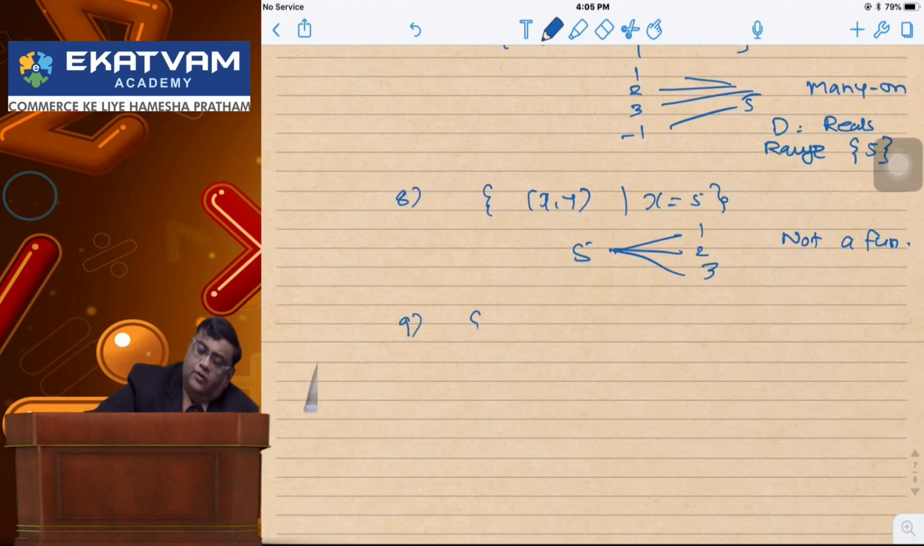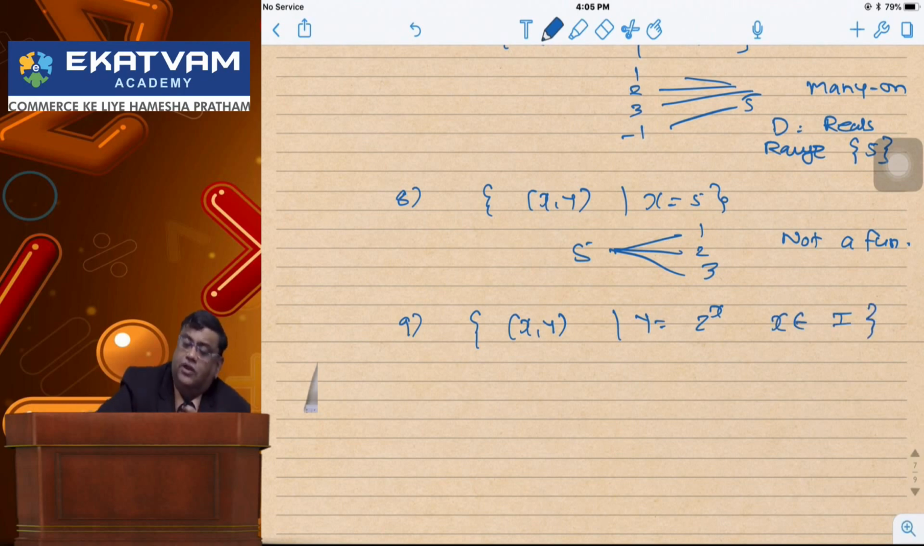What can you say about x, y such that y equals 2 raised to x, and x belongs to integers? What can you say?